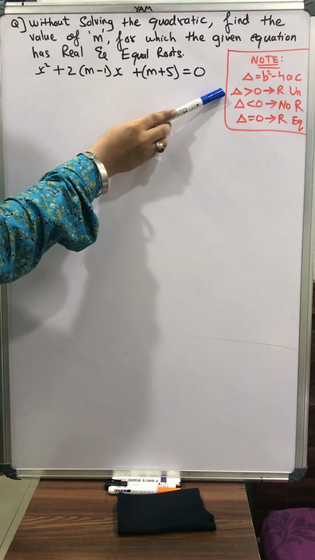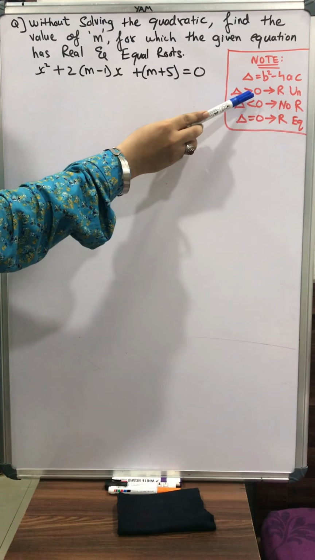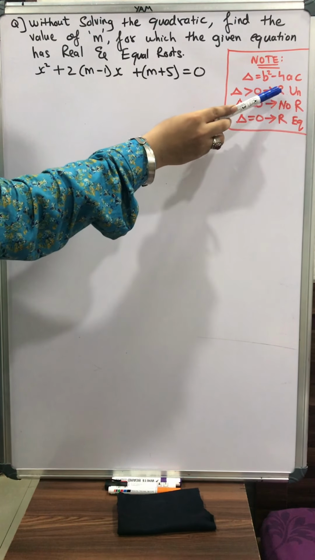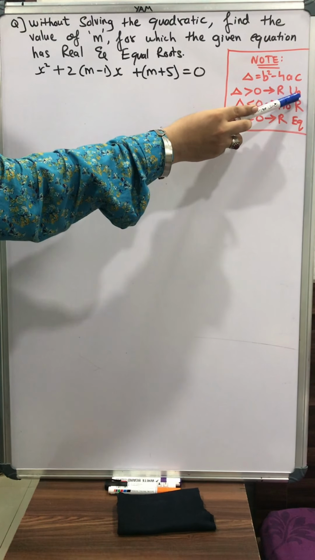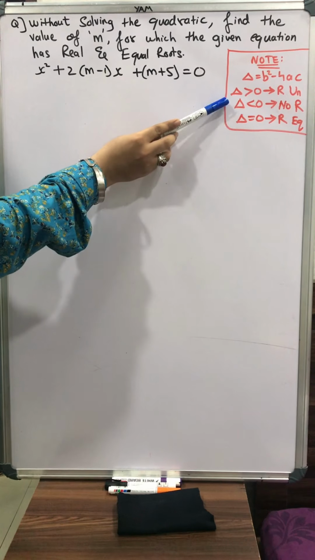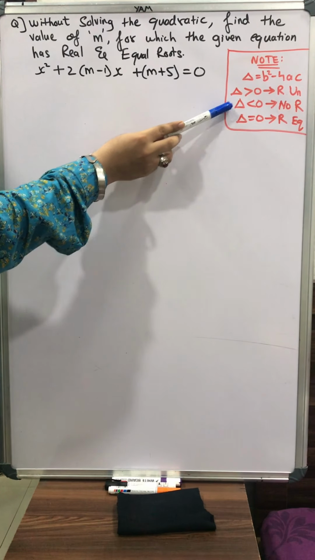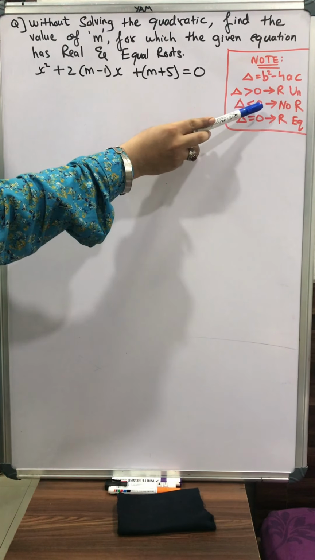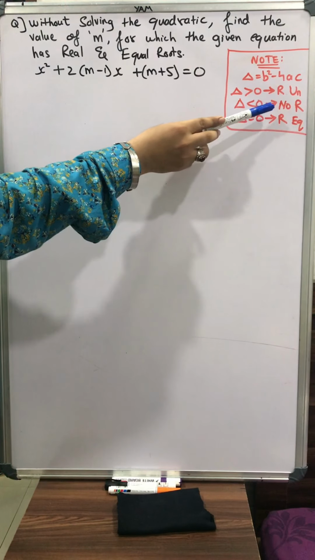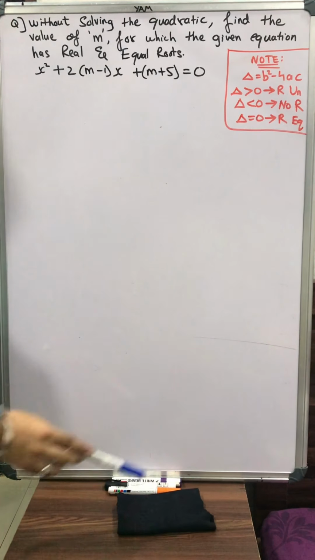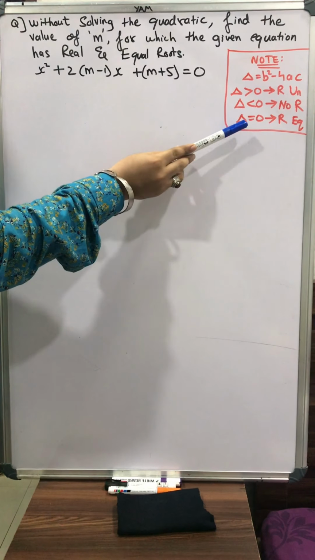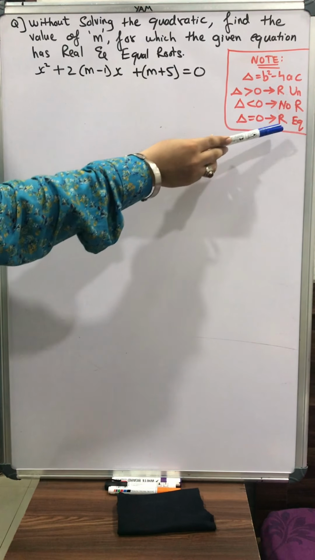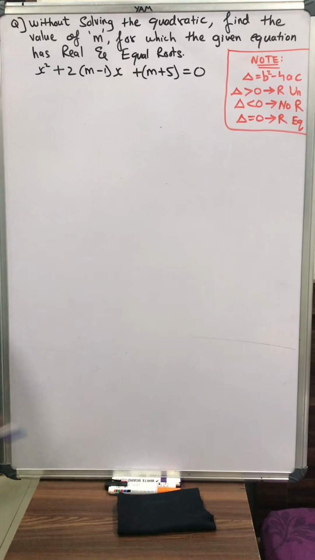If the value of delta is greater than 0, then roots are real and unequal. Real I denoted by r, and unequal I have just written un. If the discriminant value is less than 0, that means negative, then there are no real roots, there will be imaginary roots. And if the discriminant value is equal to 0, we have real and equal roots.